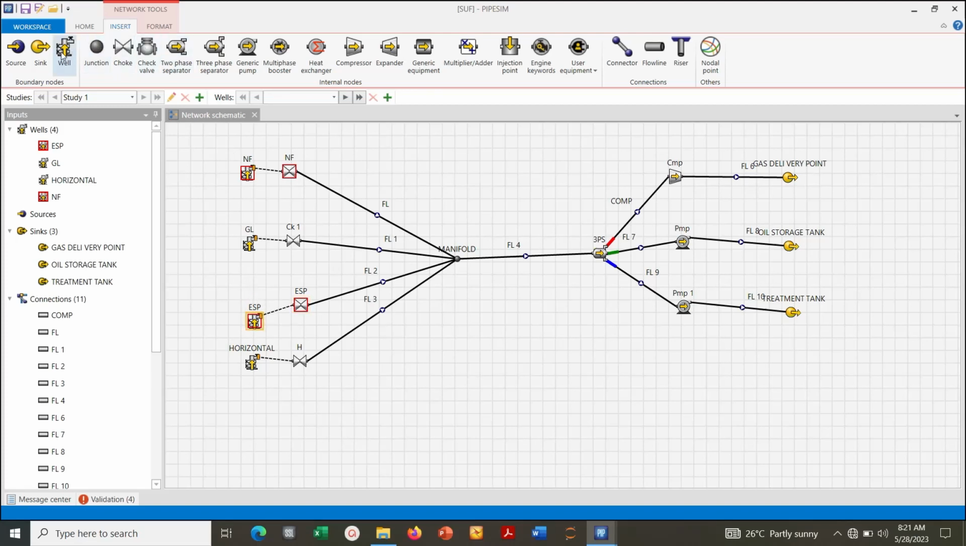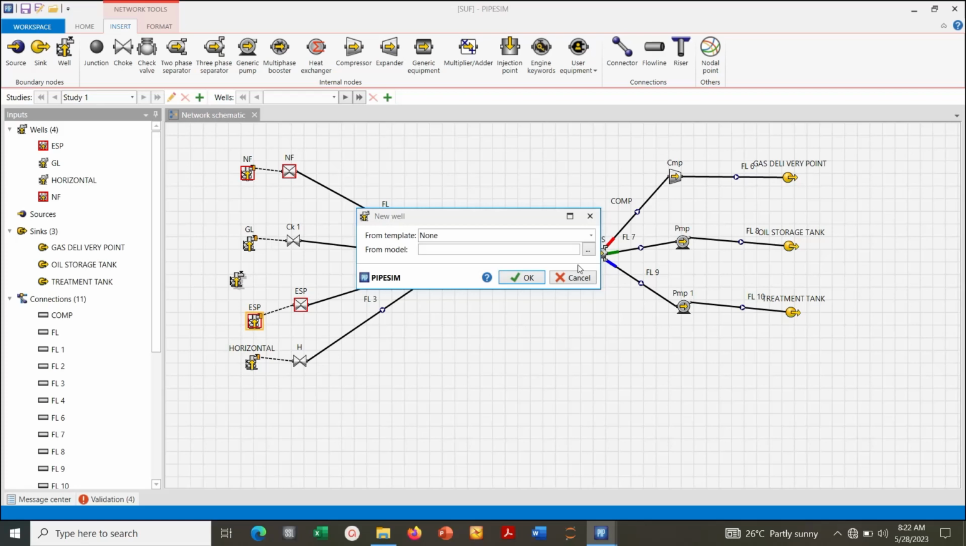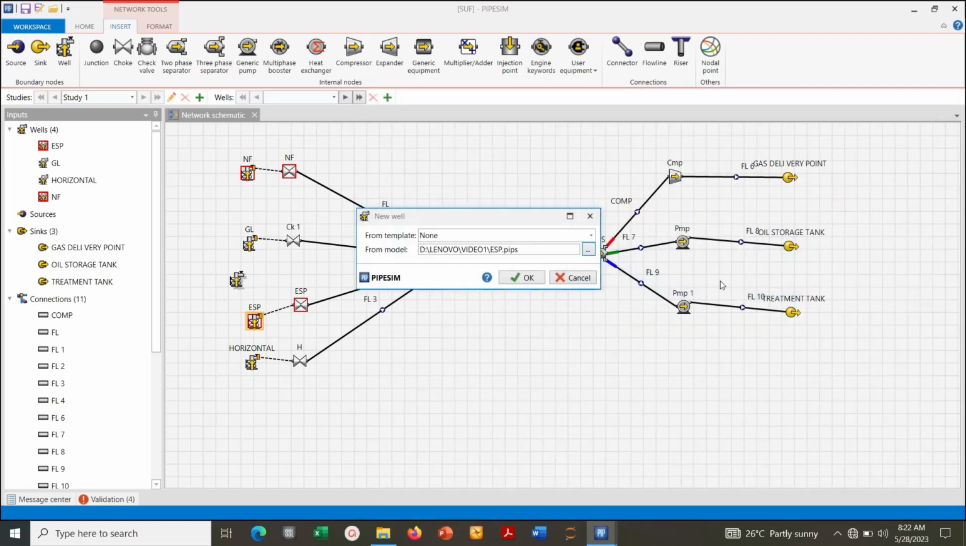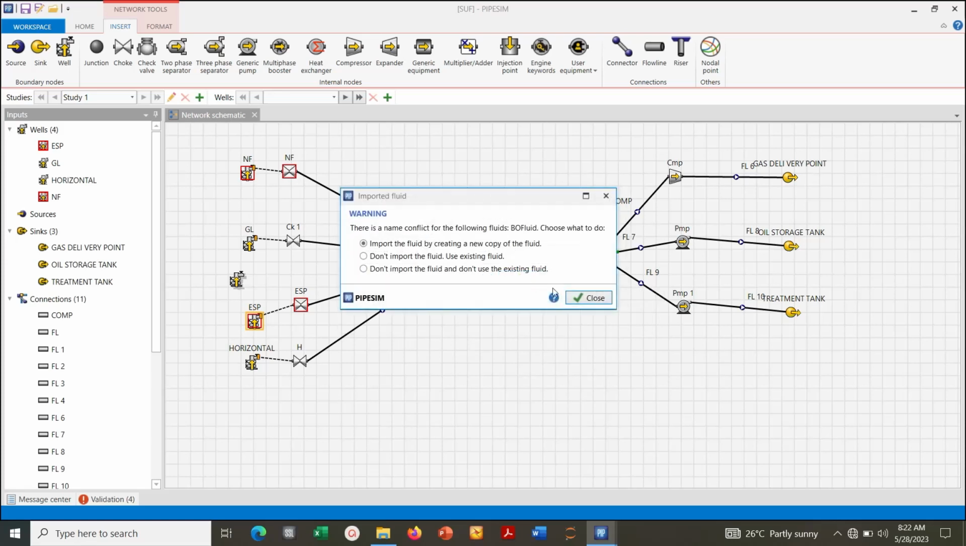The ESP well is not showing, it is indicating error. So let's bring the well again and click OK.